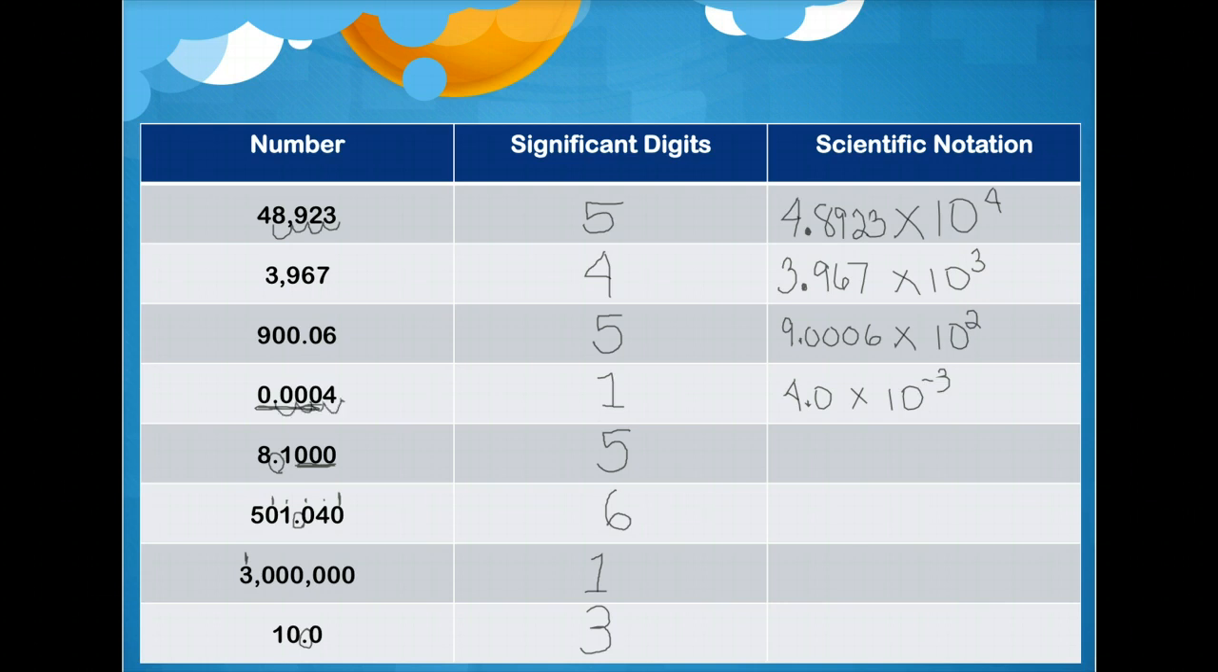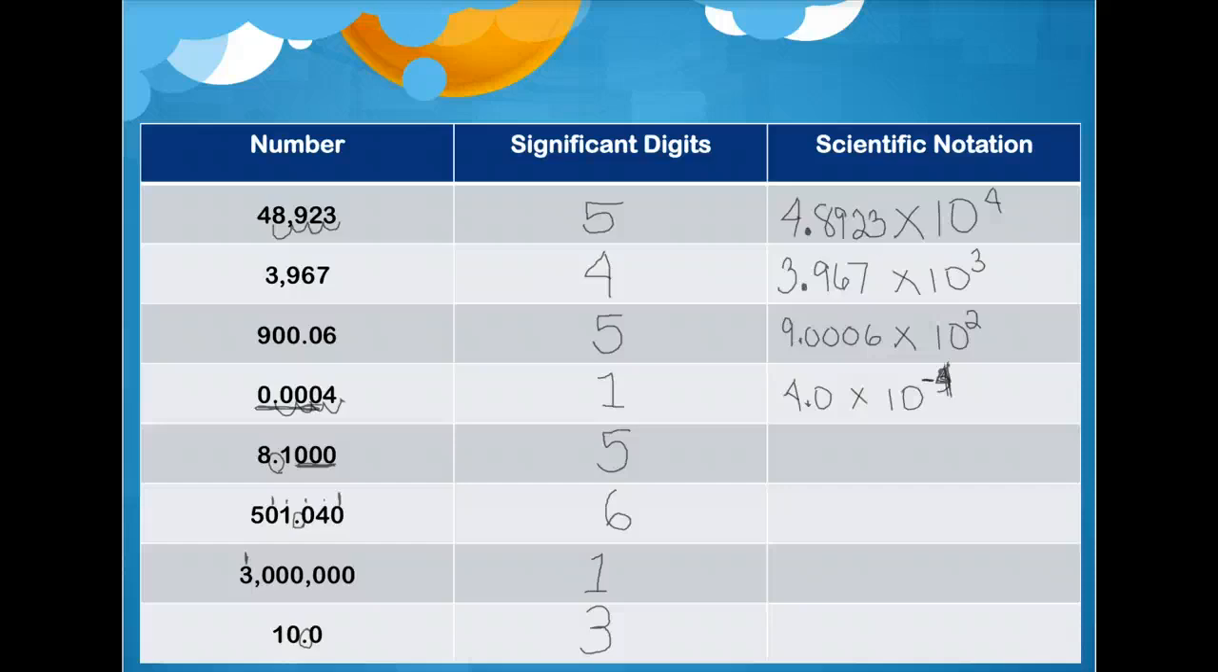Oops, excuse me, I made a mistake. That's the -4th power. Okay, so see, you have to be careful. We're moving it to the right this time, so it's a negative number. Okay, because look, this is a very small number, 0.0004, so we're going to have a negative exponent here.